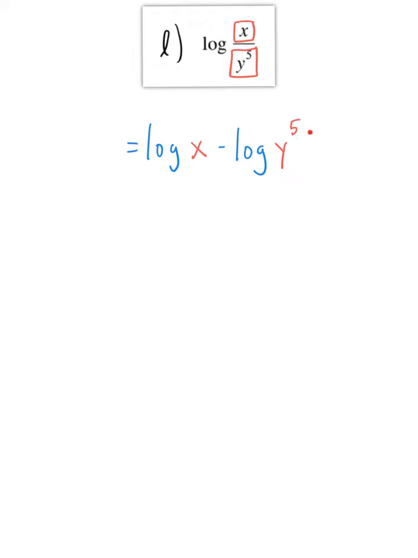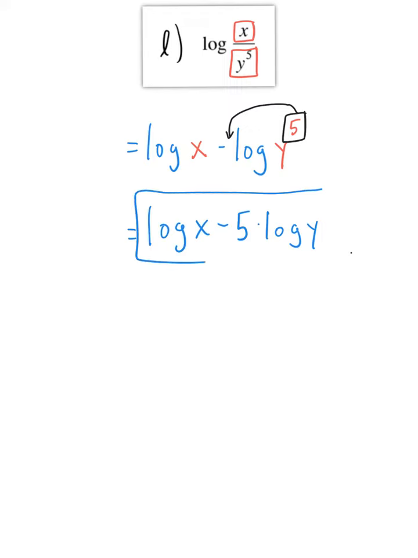Okay, now this exponent applies to everything in this second log, so that means we can use the power rule and bring it out front. So this exponent will get multiplied out front, and when we do that, the first log stays the same, and now that 5 comes out front and gets multiplied by the log, and we're just left with log y. So log x minus 5 log y, and that would be the final answer.